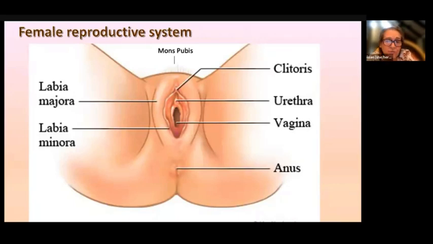We don't urinate through the vagina. It's actually a separate opening, unlike men. So the urethra is the opening where we urinate, and then up here is where the clitoris is. What we know about the clitoris is that this little bump right here is much bigger internally. It has two protrusions that lean up against the vagina, I guess is the best way to say it.